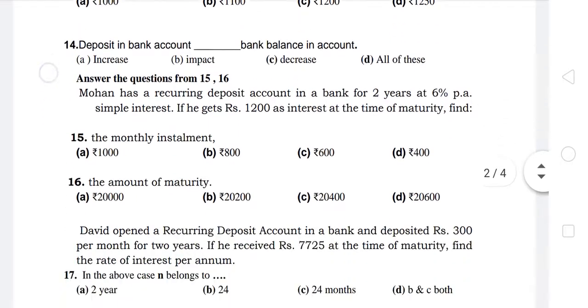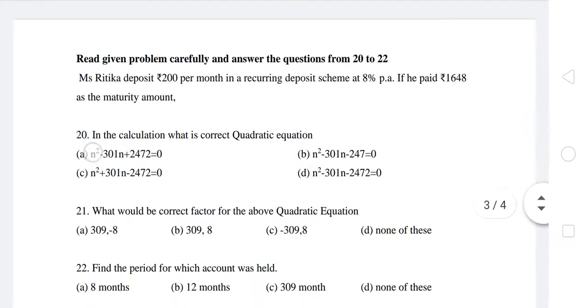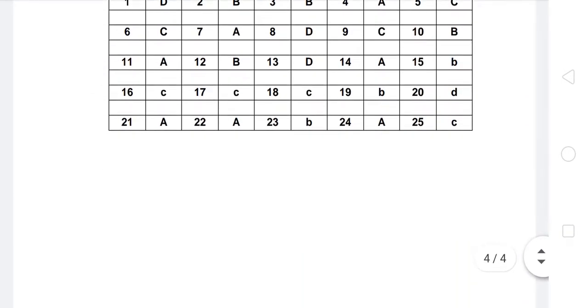All the possible questions I have made from the chapter banking. 25 questions I have given with answers. You can download the file by the link I have given in the description box.